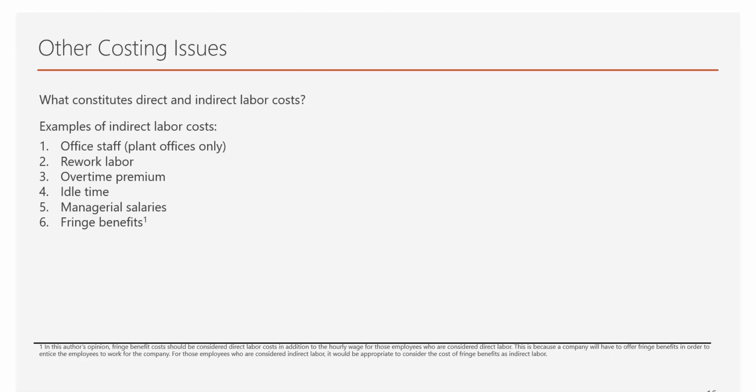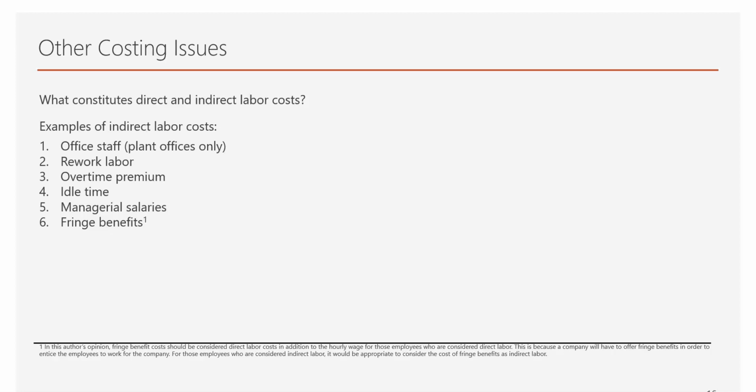And then fringe benefits. And you see I got a little footnote there. Fringe benefits, how do we treat that? Well, there is some discussion whether it should be treated as direct labor or indirect labor. In my opinion, as the footnote states, fringe benefit costs should be considered direct labor costs in addition to the hourly wage for those employees who are considered direct labor. In other words, anybody who's considered direct labor for any other type of cost measurement, the cost of the fringe benefits associated with that employee should also be direct, such as vacation, sick pay, and so forth.